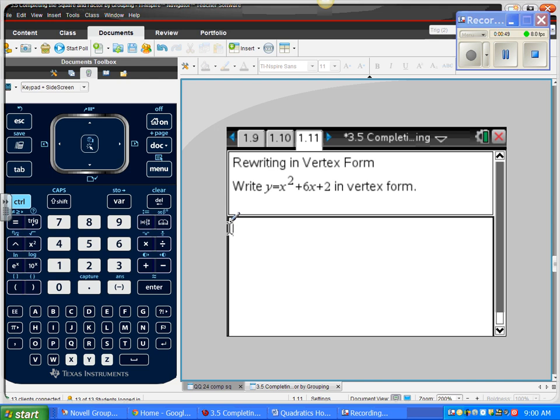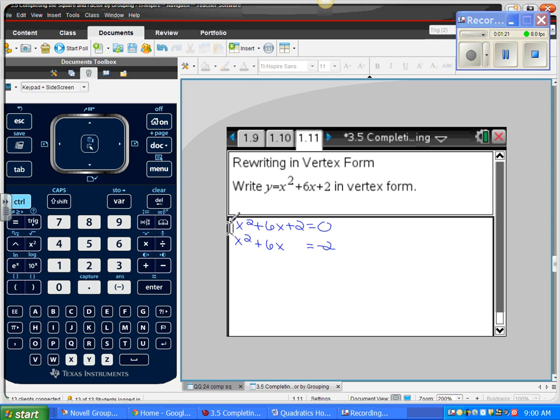Yeah, we need to set it equal to 0 to start, right, so that we can get rid of that c. So we're going to rewrite it as x squared plus 6x plus 2 equals 0. Okay, now what? Now we subtract the 2. We get rid of that old c so that we can find a new c.